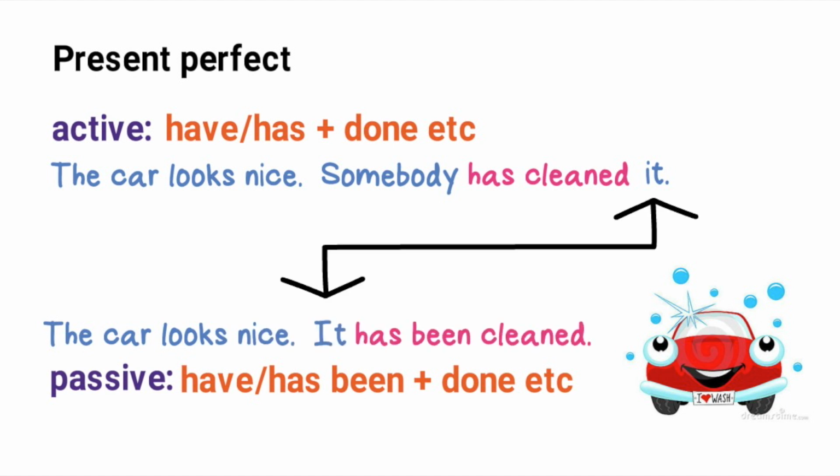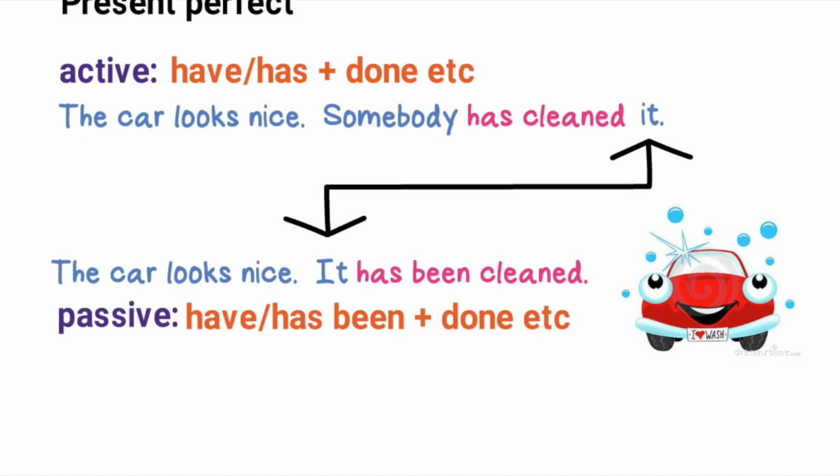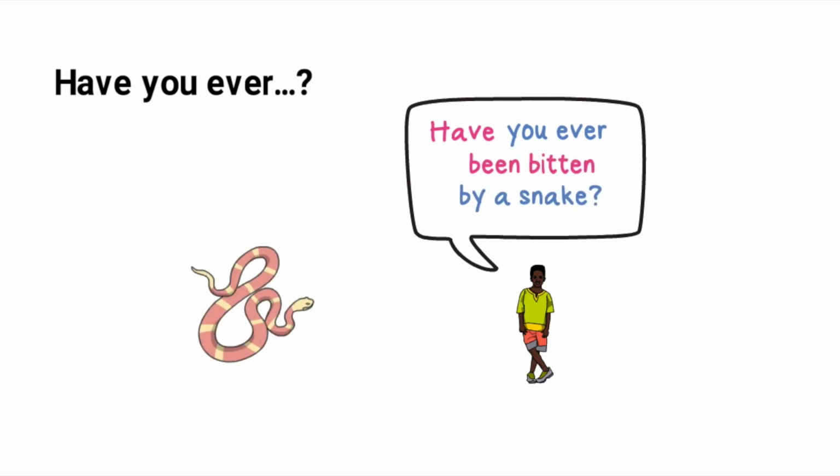Okay, so let's have a look at another example. A very common question that we use with the present perfect in active sentences is, have you ever? Have you ever been to Italy? Or have you ever eaten a snail? These are all questions about life experiences, so we use the present perfect. But if you want to use the present perfect passive in a question, you say, have you ever been bitten by a snake? So again, you're not doing the biting, it's the snake. So we use the preposition by, but we are using the present perfect passive because the action is happening to you.